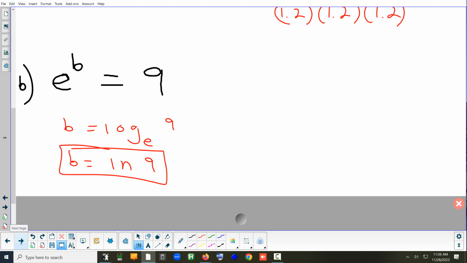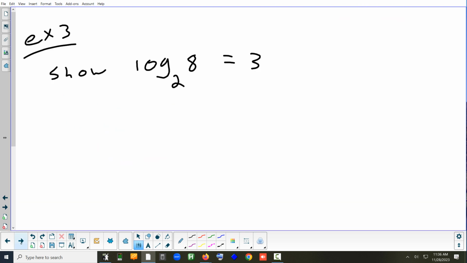Okay, so let's try to show that what's on the left equals what's on the right. What kind of equation is that? Is that log form or exponential? That's log. So the only thing that I've shown you how to do so far is to change it to exponential. Let's try that and see what happens. What's your base? 2. A logarithm always equals the exponent, so 3 is the exponent. And what goes on the other side? 8, which is your argument.